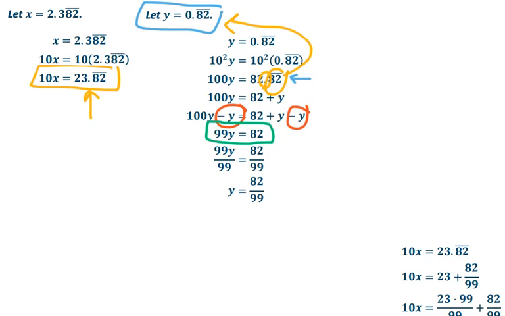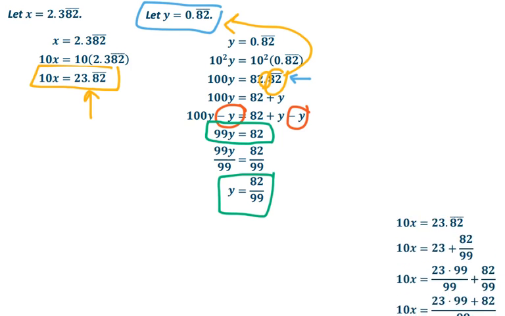From here, I can use some of my basic algebra skills. I'll divide by the coefficient of y on both sides, and when I do that, I now have a fraction equivalent for y. y is equal to 82 over 99. I feel like I'm starting to make progress. Remember, our goal in all of this work is to take this mess of a decimal and find its fraction equivalent. So I now know the fraction equivalent of part of it, right? So I do feel like I'm starting to make progress.